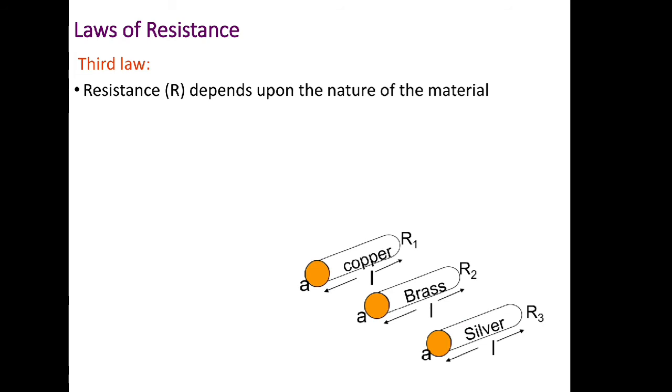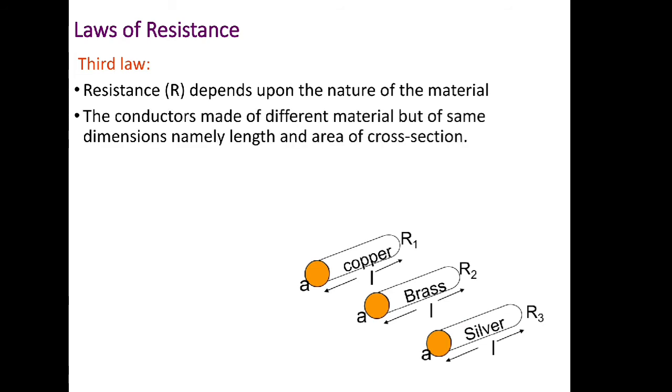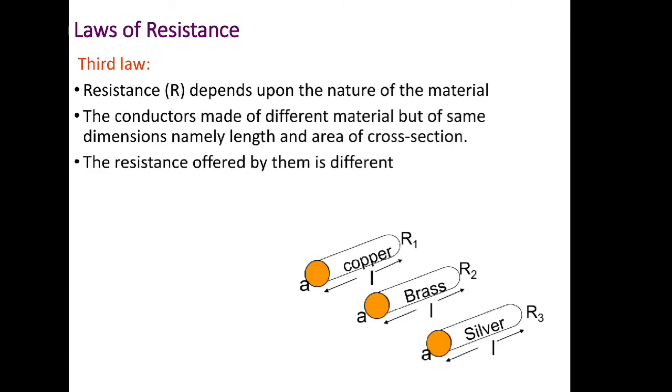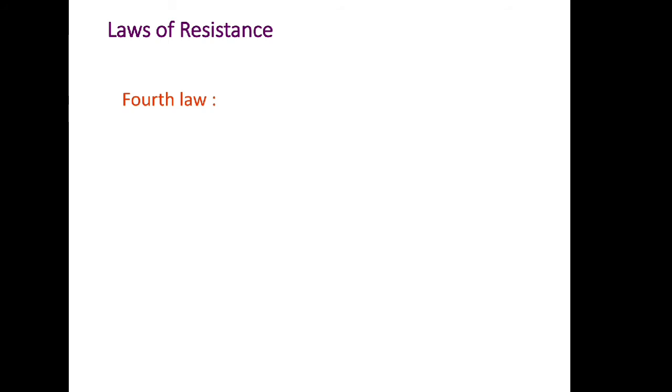So laws of resistance, third law. Resistance also depends upon the nature of the material, as discussed. Conductors made of different materials but of the same dimensions, namely length and area of cross section, offer different resistance. Suppose copper is a material which has one resistance R1, brass is a material which has a resistance of R2, and silver is another material which has a resistance of R3.